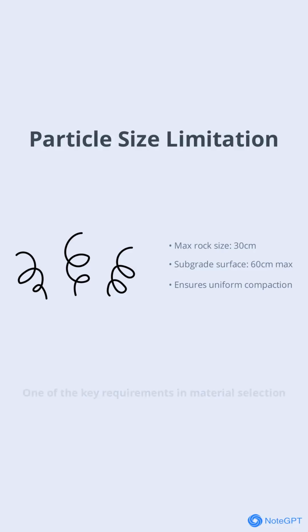One of the key requirements in material selection is limiting the maximum particle size of the rocks. For most rock fill applications, the largest rock should not exceed 30 centimeters in diameter. This restriction helps ensure that the rocks can be compacted effectively and that there are no large voids within the fill. Additionally, the finished surface of the subgrade should not have rocks larger than 60 centimeters. These limitations are essential for achieving a uniform and stable structure.